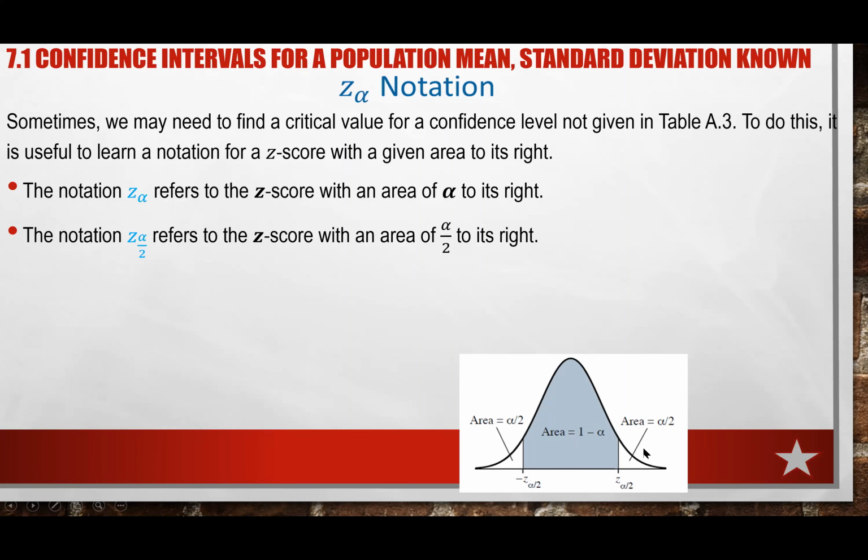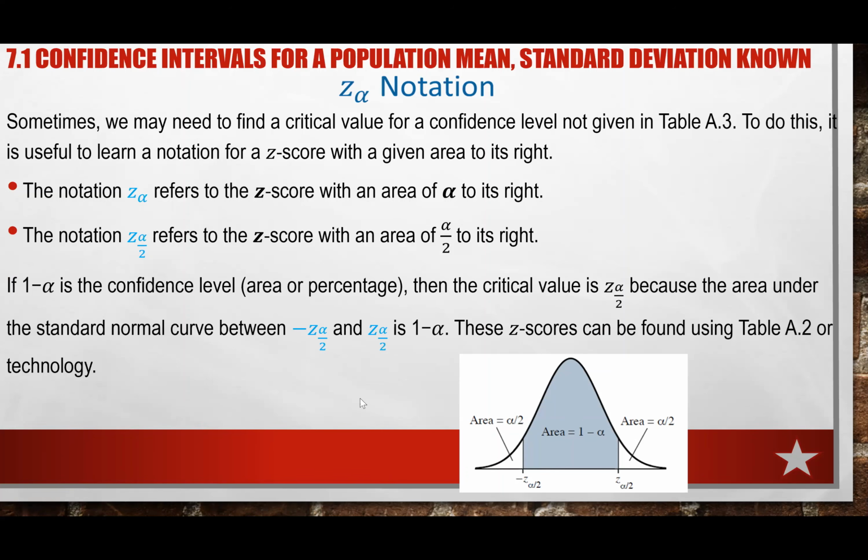Because the leftover is split in two, we take alpha, which is 0.06, divided by 2. That's why we call it Z alpha over 2, which tells you the remaining area divided by 2. Looking at this, that's why I mentioned that we always have a positive and a negative Z score: the left-hand side is your negative Z, and the right-hand side is your positive Z.